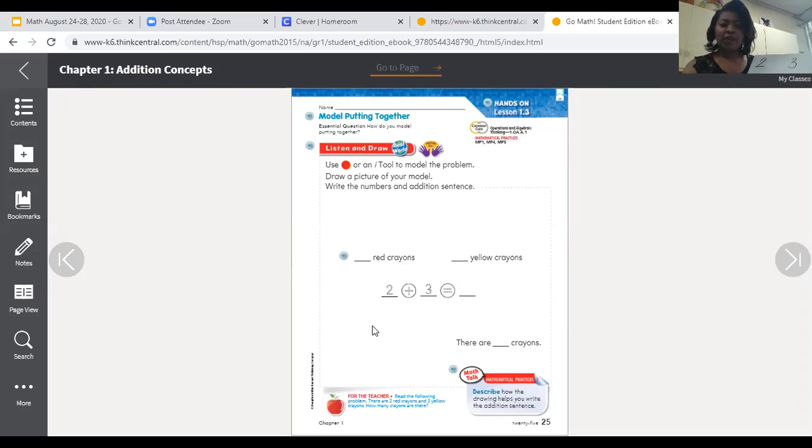All right, let's trace our addition sentence. And remember, look at all these components that we need. 2 plus, that means we're adding, 3 equals blank. So I'm going to draw. I have 2 red crayons and 3 yellow. 2 and 3 makes how many? 1, 2, 3, 4, 5. So there are 5 crayons in all. All right, awesome job. Let's do 2 more together.